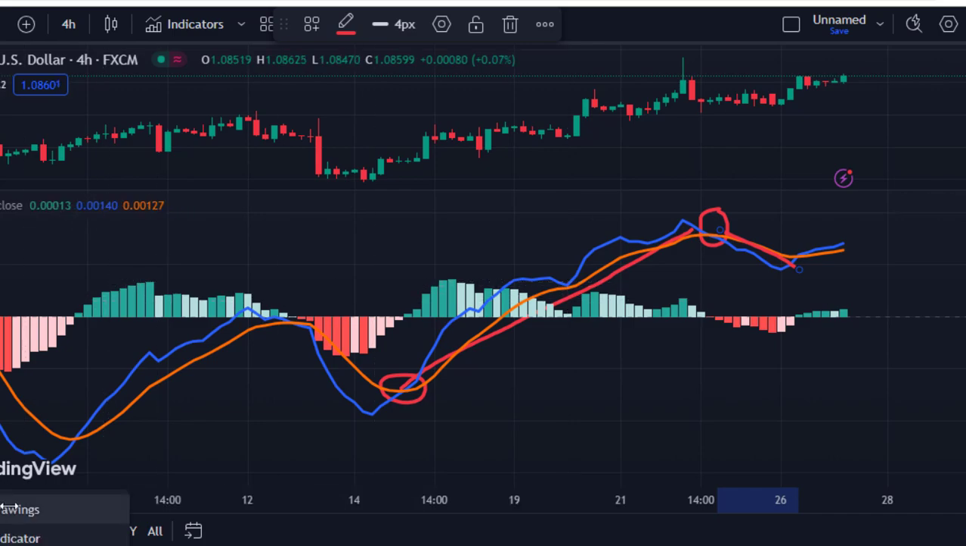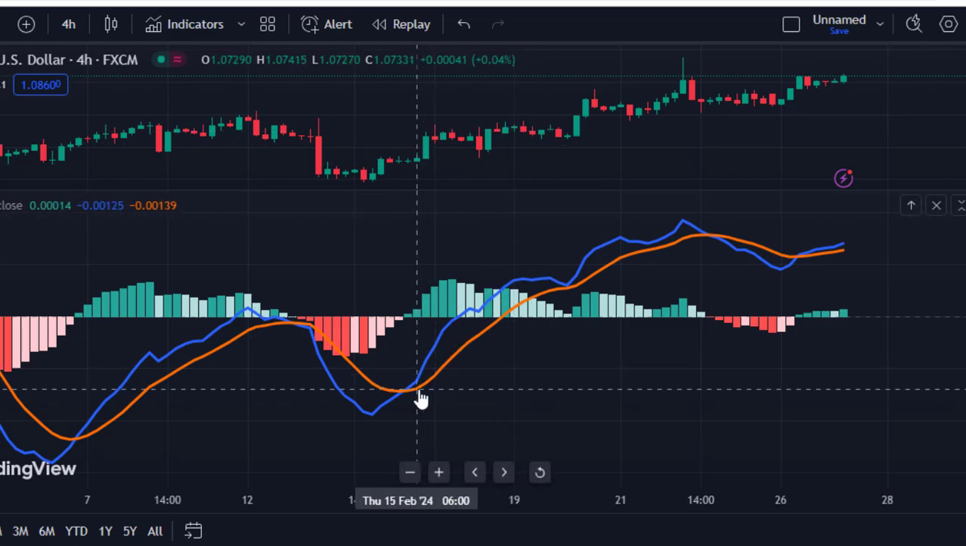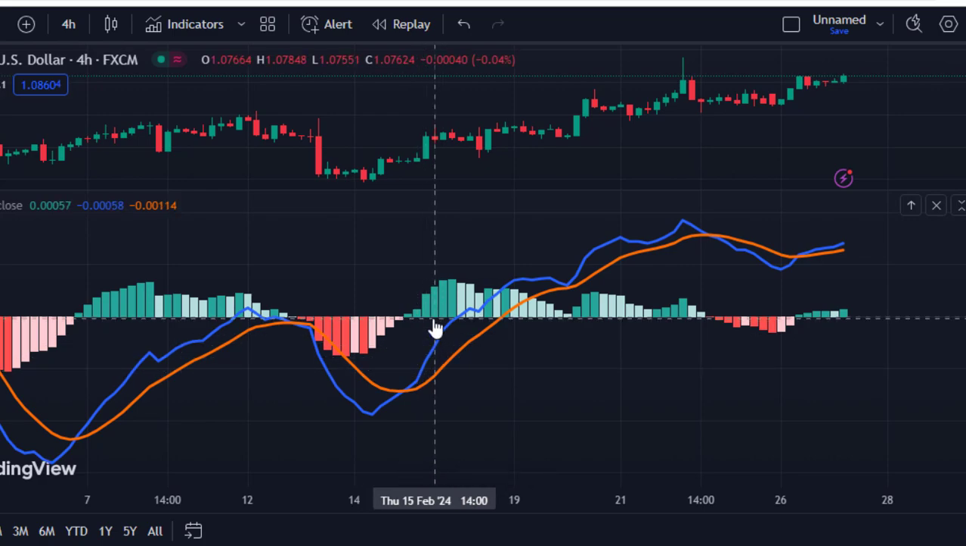So if you look at this very area, we have this signal line, which is the orange line, and the MACD line, which is the blue line. One most important thing you have to understand about the MACD is that the MACD has a histogram, and the histogram is used for momentum. It shows momentum on your chart.